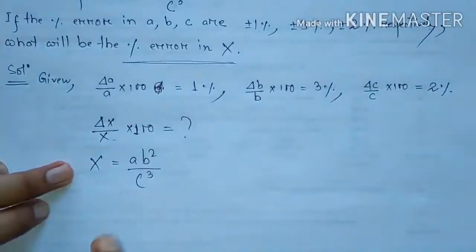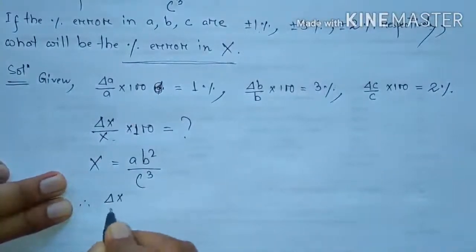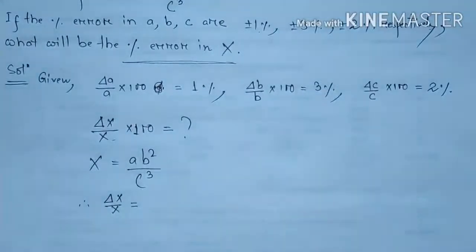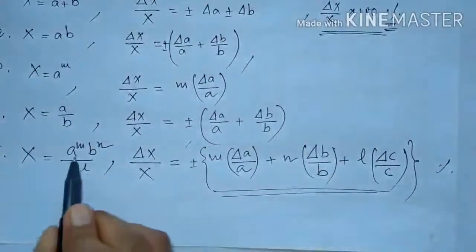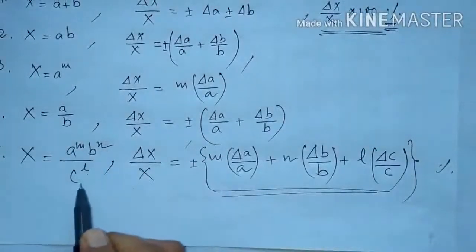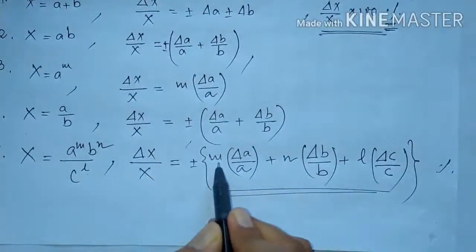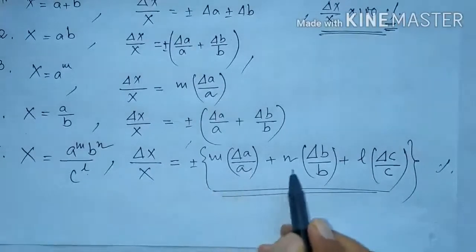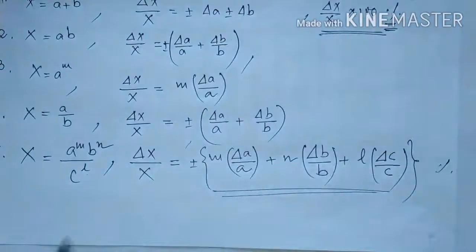Before I write the expression of delta x by x, I would like to just show you the formula which we have just written. If we have x equal to a to the power m, b to the power n by c to the power l, then delta x by x becomes plus minus m delta a by a plus n delta b by b plus l delta c by c.